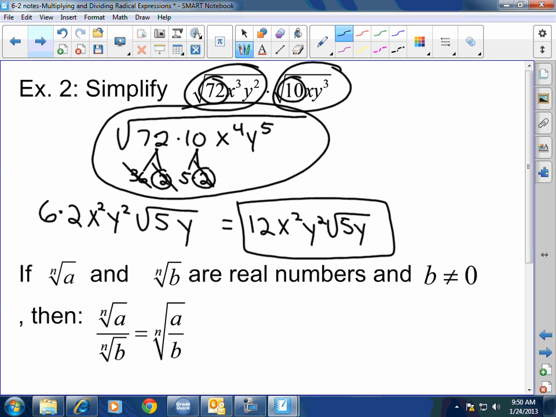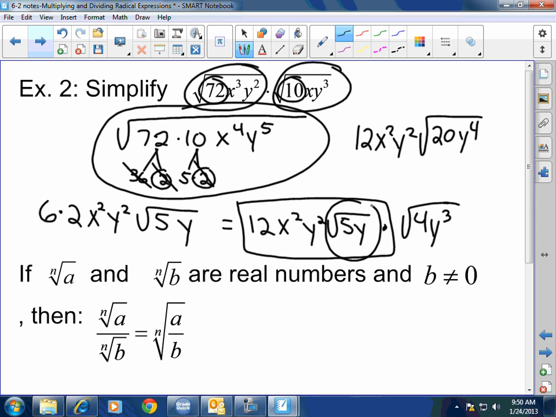Sir? How do you multiply with leftover? I don't understand what you mean. Like the 5y. Okay, that 5y, yeah. Let's say I'm taking this answer now, and I multiply this times the square root of 4y cubed. This would be 12 x squared y squared times the square root of 20 y to the 4th. Because remember, as long as they have the same index, I can multiply the insides.